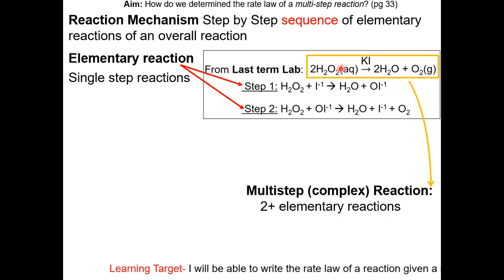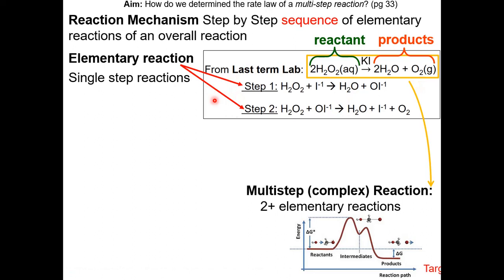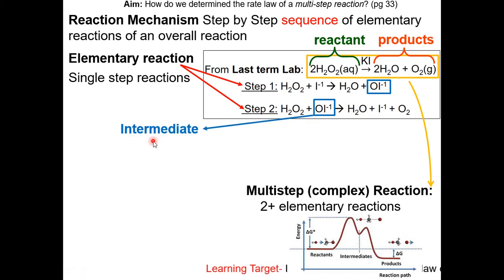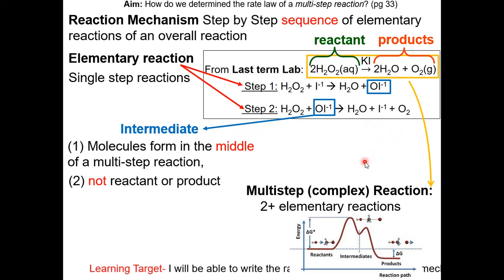In the multi-step reaction, this is the reactant and these are the products. If you look at the chemical mechanism, there's a molecule that is not a reactant and not a product. This molecule is an intermediate. Intermediates are molecules formed in the middle of a multi-step reaction. Notice in the chemical mechanism, the intermediates disappear towards the end of the reaction. Therefore, intermediates are not considered the reactant or product.